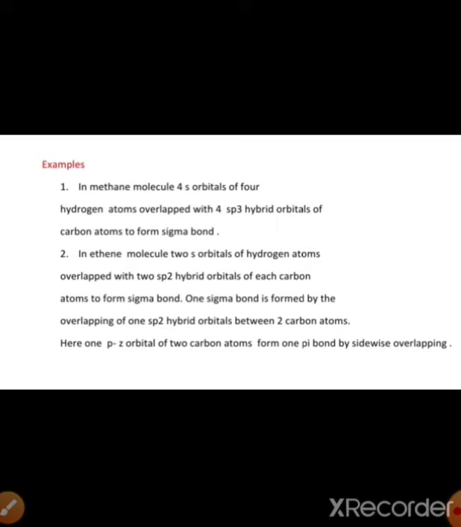So in the ethene molecule there is 1 pi bond between 2 carbon atoms and 1 sigma bond between 2 carbon atoms, and there are 2 and 2 sigma bonds for each carbon atom with hydrogen atoms.